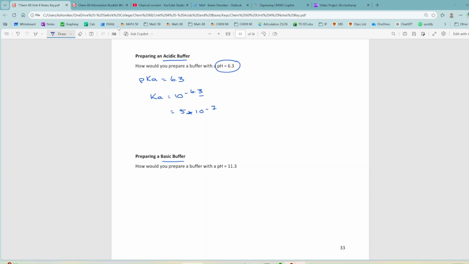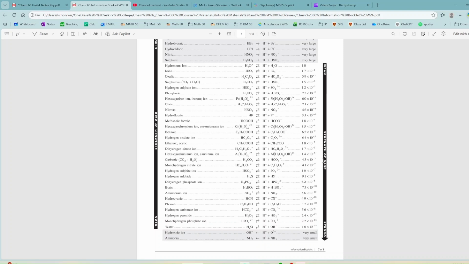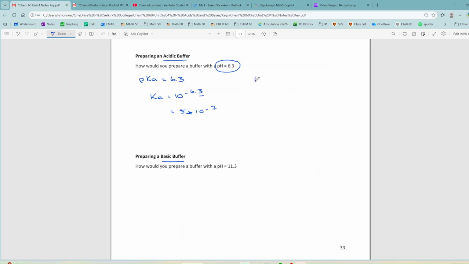So then we're going to go to our information booklet and look for the conjugate acid-base pair that has a pKa or Ka closest to 5 times 10 to the negative 7. So this is my group of times 10 to the negative 7s in here. So the 5 times 10 to the negative 7 is going to be closest to 4.3 times 10 to the negative 7. So my acid-base pair is going to be my carbonic acid and the hydrogen carbonate ion. So the H2CO3 and HCO3 minus has a Ka value of 4.3 times 10 to the negative 7. So that's going to be the closest.